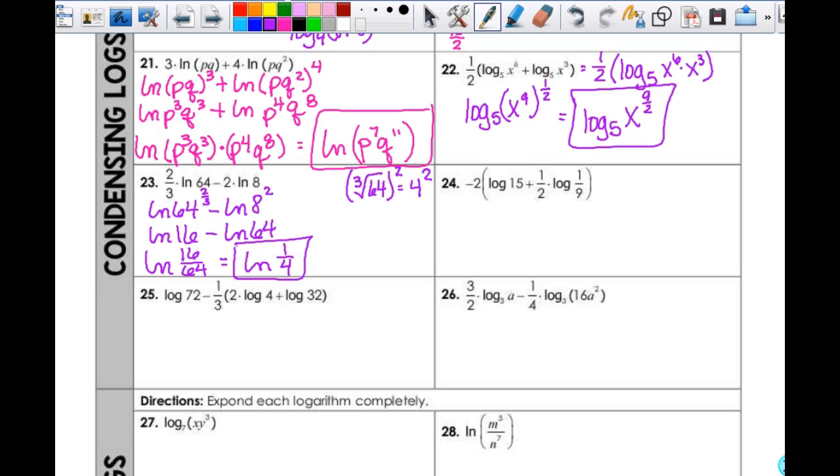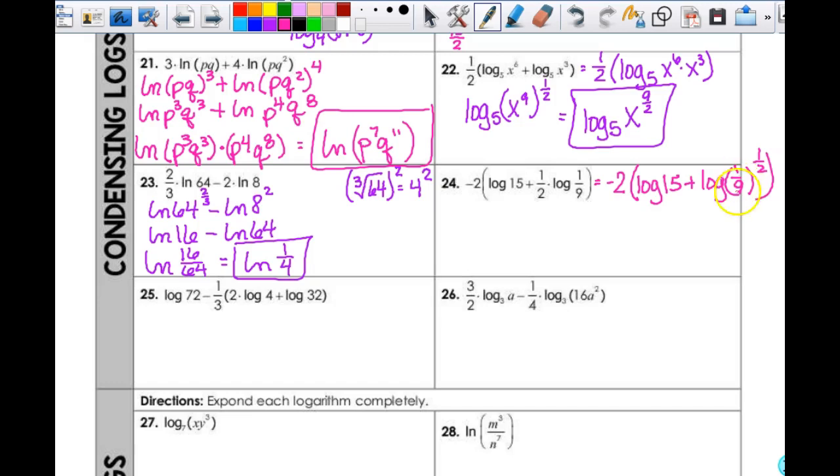All right, so let's look at 24. I got that -2, which will be an exponent, but it's on the outside again, so I got to condense first here. So I'm going to rewrite, I'm going to leave that -2 outside for a minute. The log of 15 I can't do anything with just yet. But that 1/2 becomes an exponent for that 1/9. So that's plus log of 1/9. Oh, that's a 2. Dang it. 1/9 to the 1/2 power. Okay, see if you can do some more with that.